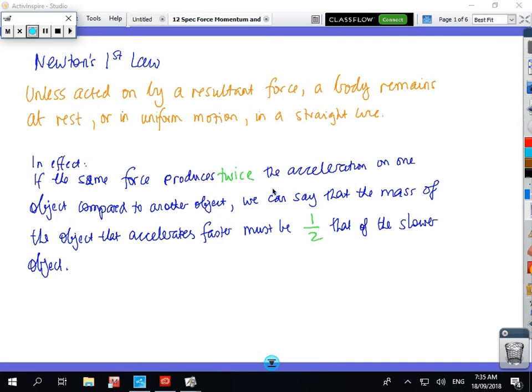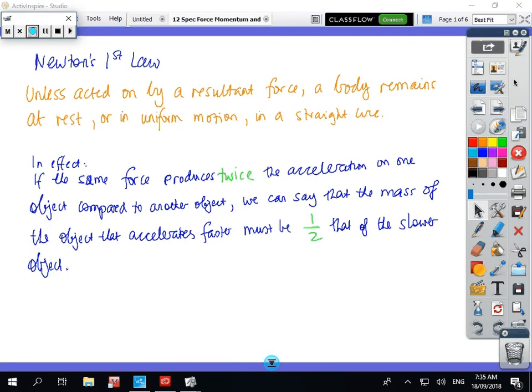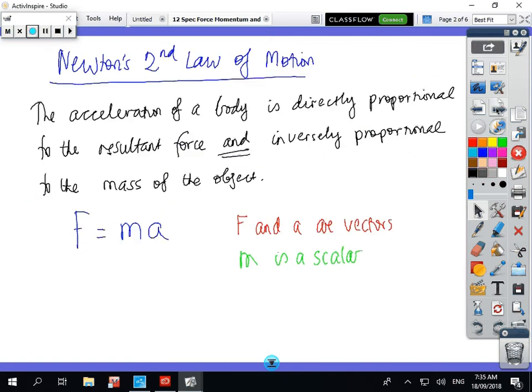it's actually at rest. So in effect, if the same force produces twice the acceleration on an object compared to another object, we could say that the mass of the object that accelerates faster must be half. So if a force produces twice the acceleration, it must be half the mass of the first object. Okay, so let's move across, copy that down.